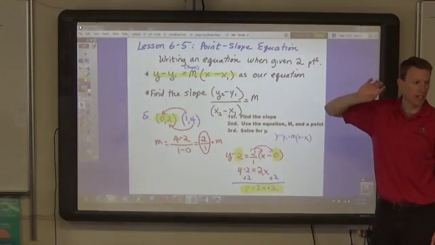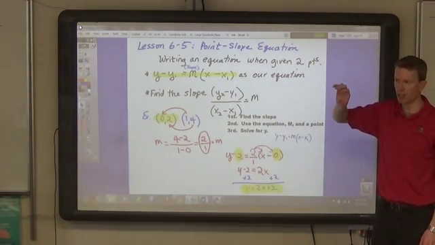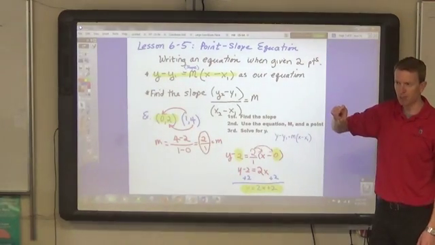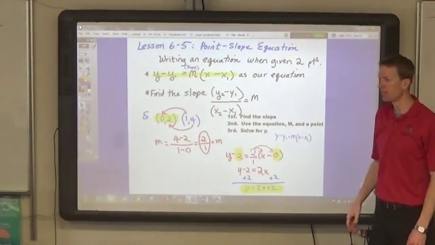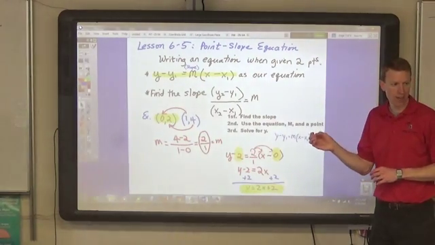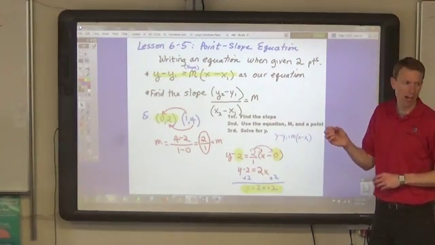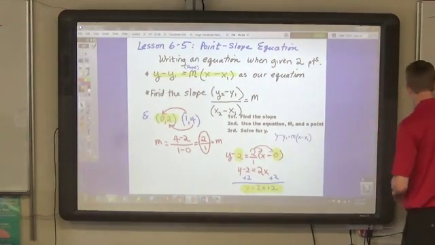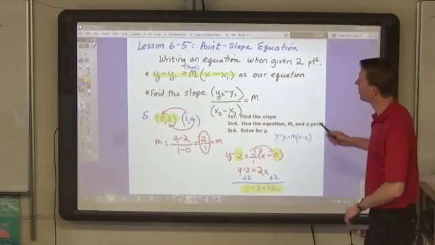Then we covered the standard form equation, where you can find the x-intercept and the y-intercept, and then graph the line. That's what we did last time, where you put in 0 for x and find y, and then you put in 0 for y and you find x. And today we're going to move on to a new equation.